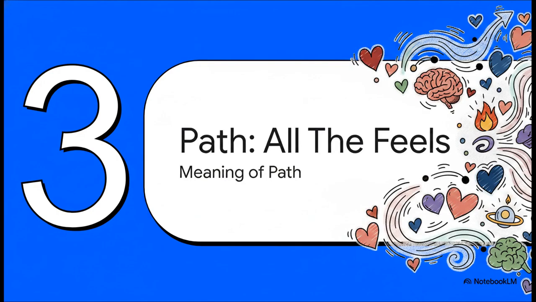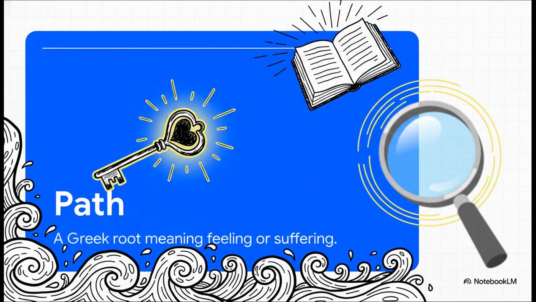Section 3, path, all the feels. Leaving the distant stars behind, our second block of genetic code brings us right back down to earth, dealing with deep human emotions. The Greek root path means feeling or suffering. When you train your eyes to look for this root in your reading, it acts like a master key, unlocking a much deeper hidden emotional meaning inside the text.